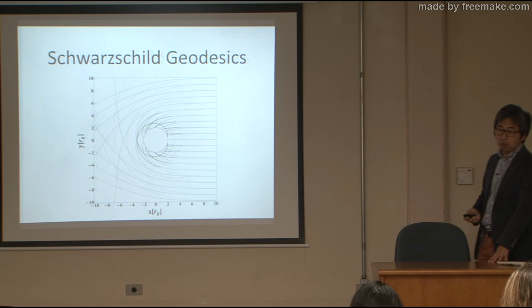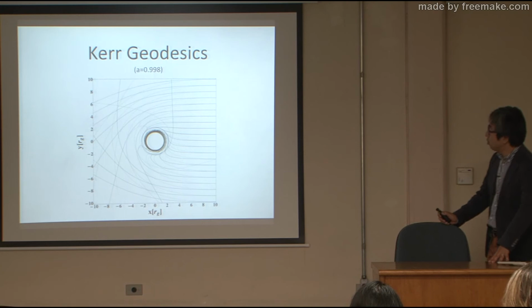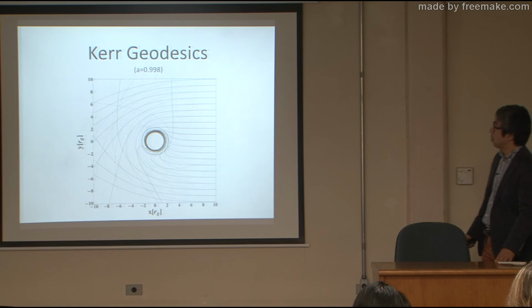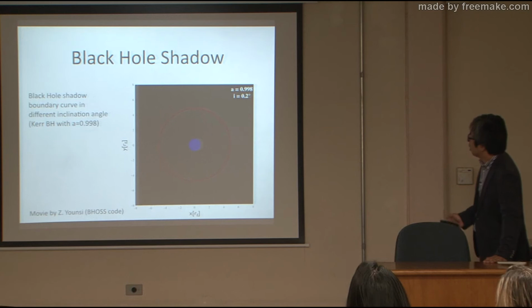If you look at the Kerr black hole case, it is a much more complicated structure, because the black hole is also rotating and the frame is dragging. Even for this one, the photon is coming to here, but frame dragging pushes it in this direction, and then it is captured by the black hole. So this is how different the geodesics are. So we can show the black hole boundary image over there.